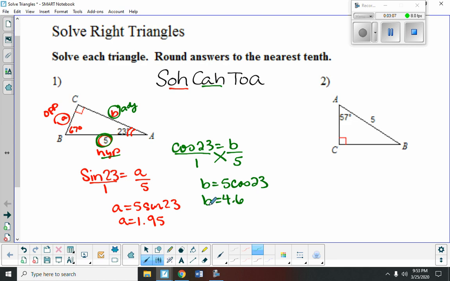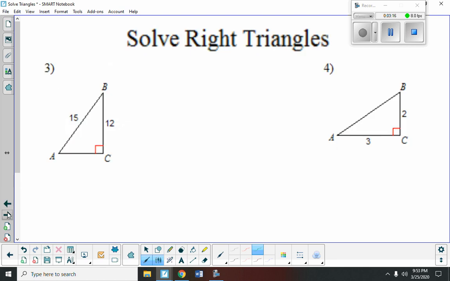And that's what you do to solve a triangle. Now you know all the missing sides and the missing angle. So that's number 1 that's on your worksheet. We're going to skip down to let's do number 4.